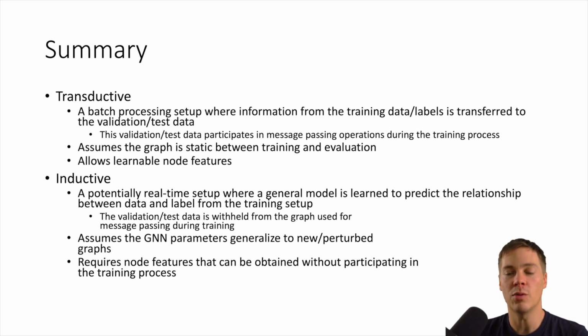But what this requires is that your node features be obtainable without having to participate in the training process. So you're not going to have learnable node features in the same way that you do in the transductive case, because there's no way to generate that for a new node coming through the door. You need something like natural features or ones that you can calculate based on simple graph things that can just look at the local neighborhood, for example.